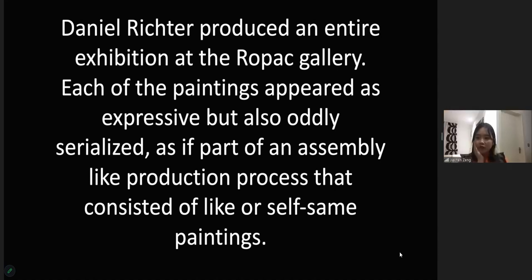Shall I read or others? Yeah, finish it. Daniel Richter produced an entire exhibition at the Ropac Gallery. Each of the paintings appeared as expressive but also oddly serialized, as if part of an assembly-like production process, consisting of self-same paintings.